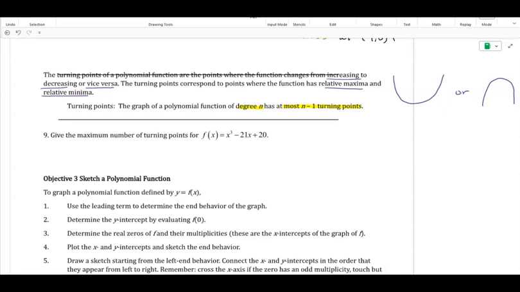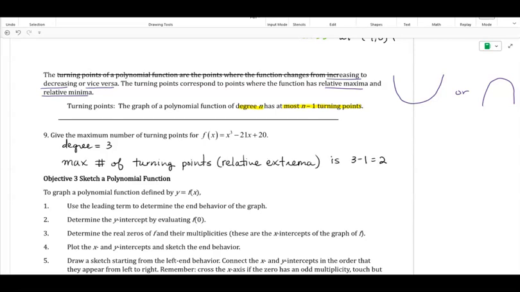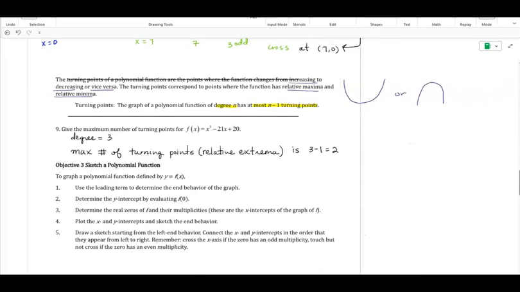So for example, in number 9, the degree of this polynomial is 3. So its max number of turning points, which would be the same number as the max number of relative extrema, would be 1 less than 3. And 3 minus 1 is equal to 2. So in other words, if you're dealing with a polynomial that has degree 3, it's going to look something like that. And 2 times is the most number of times.